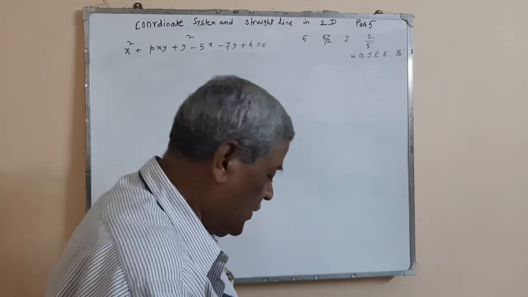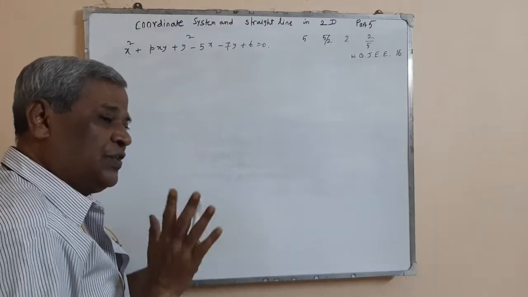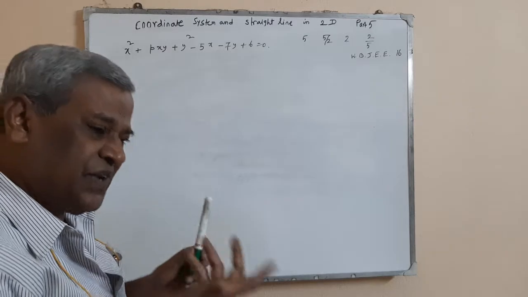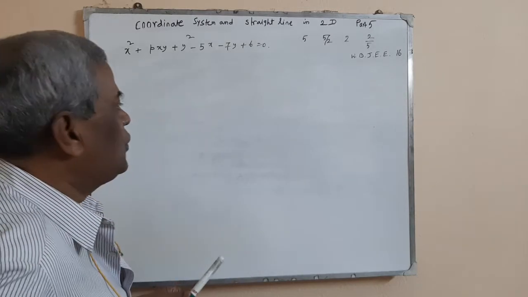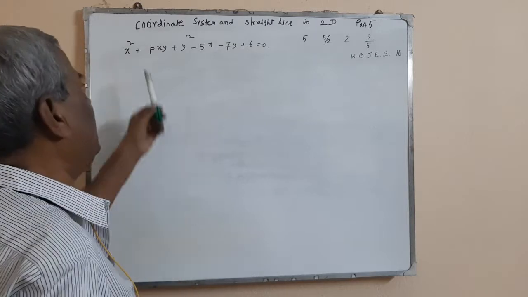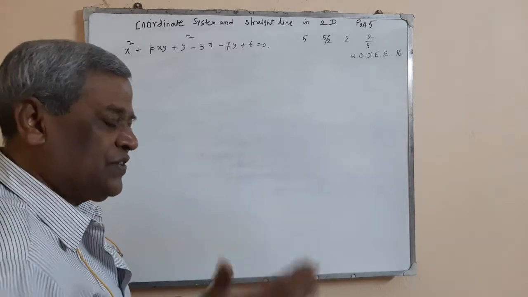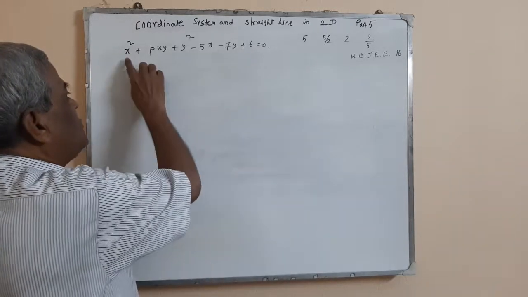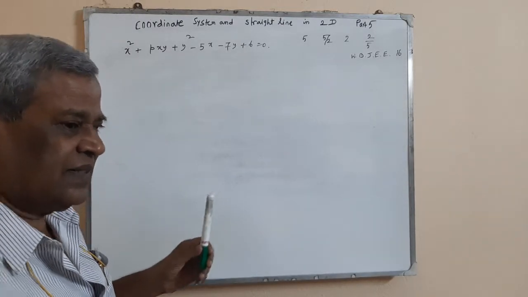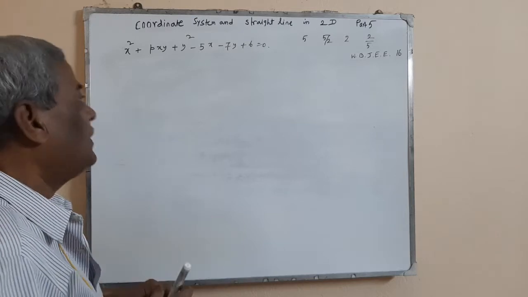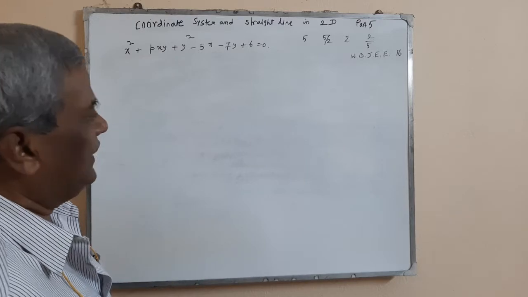It's a new type of problem. It is a second degree equation. This is not a straight line. There is one unknown p. Now the question is, what would be the value of p so that this will be a pair of straight lines. Pair of straight lines means it is factorized into two linear factors. So from this condition we have to find the value of p.